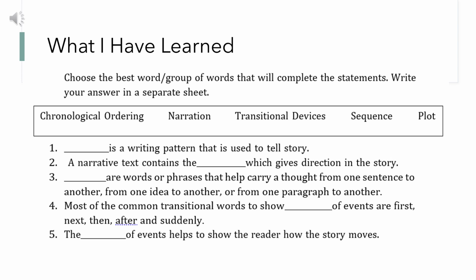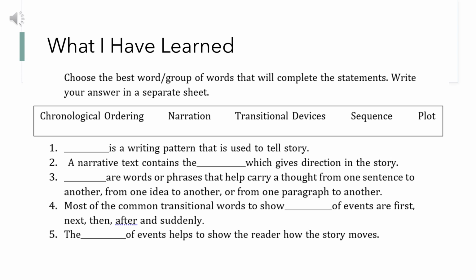Number two, a narrative text contains the blank which gives direction in the story. So what is the answer? Five, four, three, two, one. Correct, it's plot. Number three. Blank are words or phrases that help carry a thought from one sentence to another, from one idea to another, or from one paragraph to another. Again, blank are words or phrases that help carry a thought from one sentence to another, from one idea to another, or from one paragraph to another. The correct answer is five, four, three, two, one.